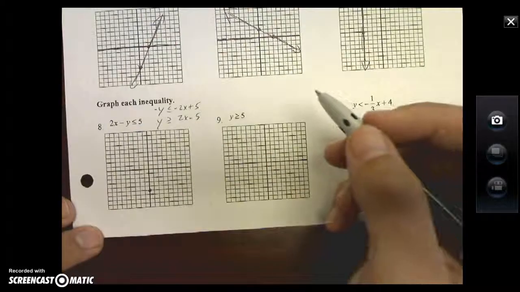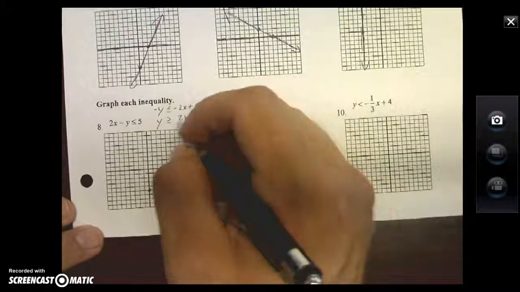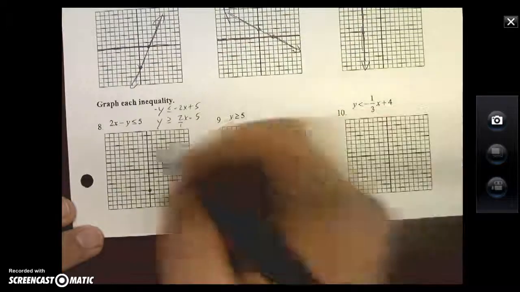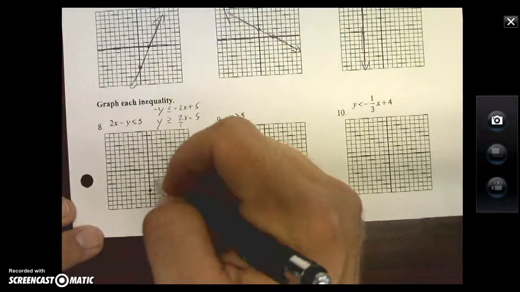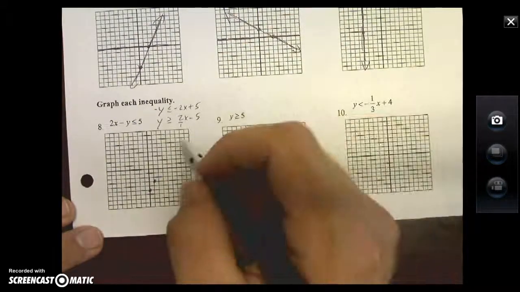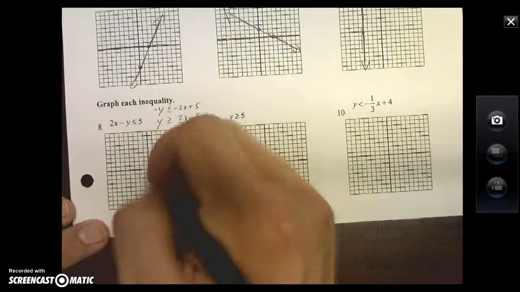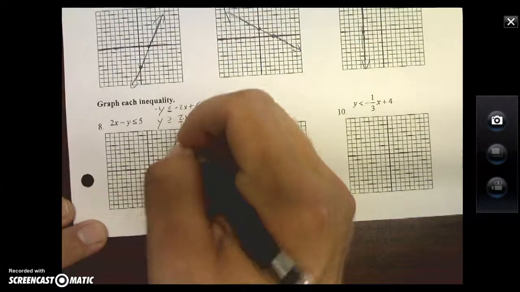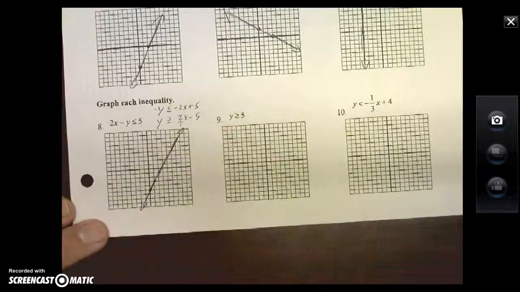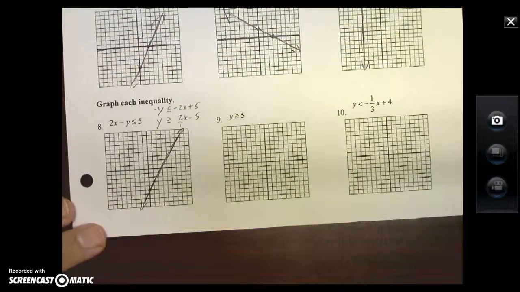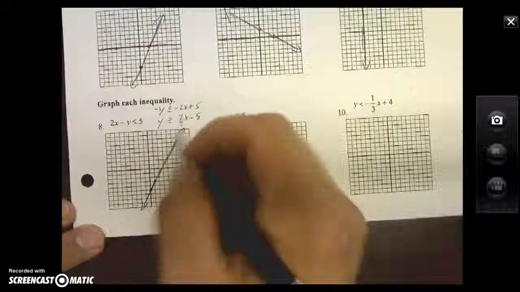My slope is 2, which means 2 over 1. If you have to, you can draw that out. Up 2 over 1. Alright, now, because it's greater than or equal to, we're going to draw a solid line. And we have to shade it. In general, if it's greater than, you shade above. So all I'm going to do is shade above.